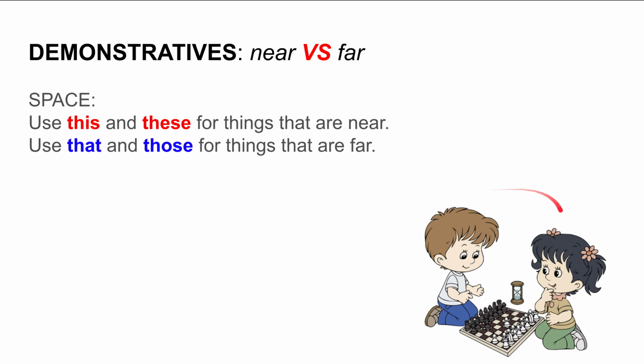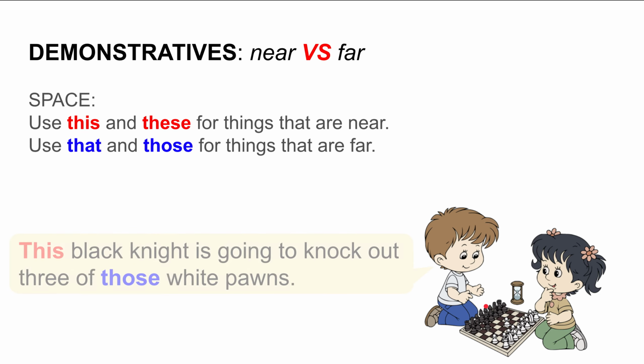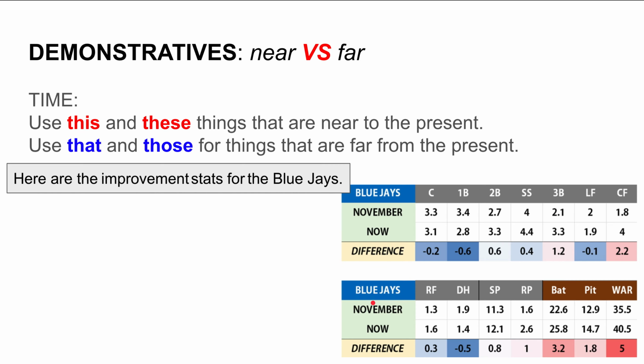If we look at these two kids again, they're playing chess, and he's looking down at his black pieces that are near him, and he's looking at the white pieces that are far from him. Okay, and he's going to say, this black knight is going to knock out 3 of those white pawns. Okay, so here the black knight that's near him is going to knock out 3 of those white pawns that are far from him. Moving forward now, let's talk about how demonstratives can be used to refer to time.